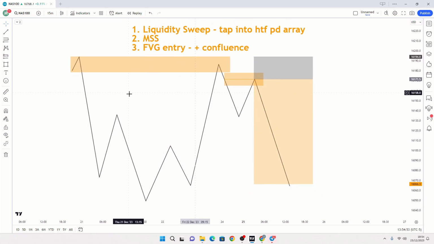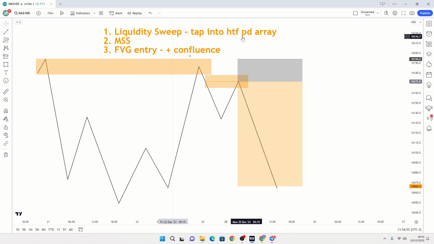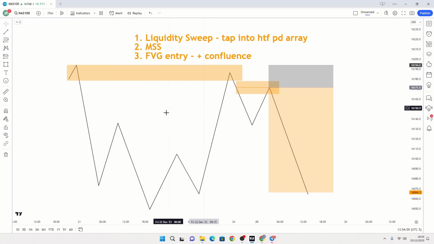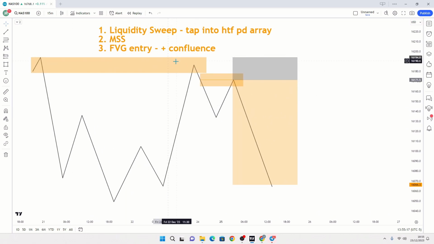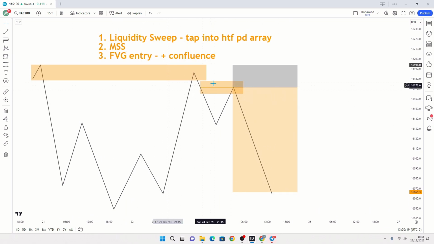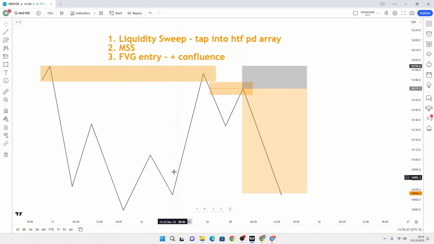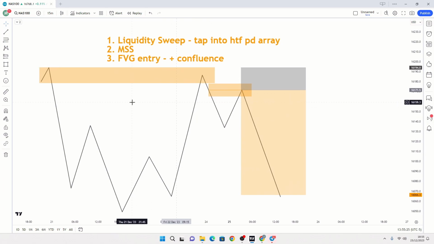So once we get a liquidity sweep, we want to see market tap into our higher time frame PD array. Now, if you're unsure what PD array is, it's things like old highs, old lows, order blocks, fair value gaps, and so on. Once market taps into this higher time frame PD array, we want to start to see market reverse in either direction. As you guys can see, market has been moving bullish. However, we want to see a reversal right here. And to confirm that reversal, we want to see a market structure shift.